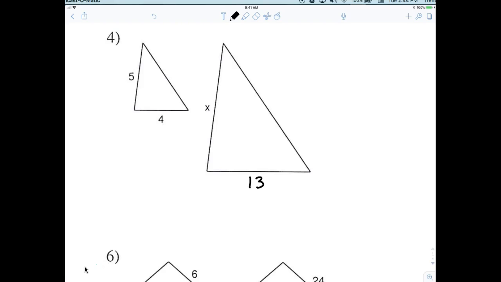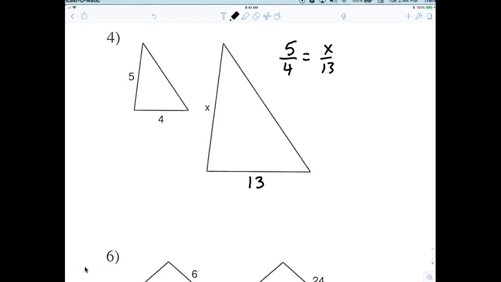So I want everybody to set up the proportion. And when I set up the proportion, what would the proportion be? I'm not asking for an answer. Somebody set up the proportion for me. 5 over 4 and then x over 13. Pat yourself on the back. That's good. Could you say 5 over x equals 4 over 13?